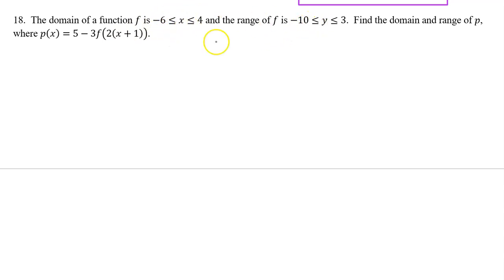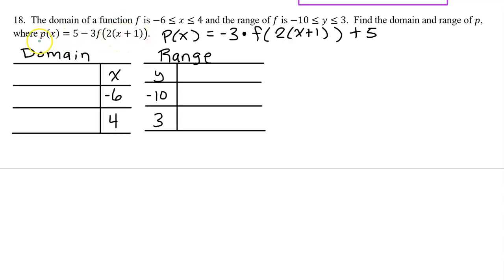Find the domain and range of function p, where p of x equals 5 minus 3 times f at 2 times x plus 1. I think p of x will be easier to interpret if we move this 5 to the end. So p of x really is like this with a plus 5 on the end. So the domain is the x values, and the original endpoints of the x values are -6 and 4.